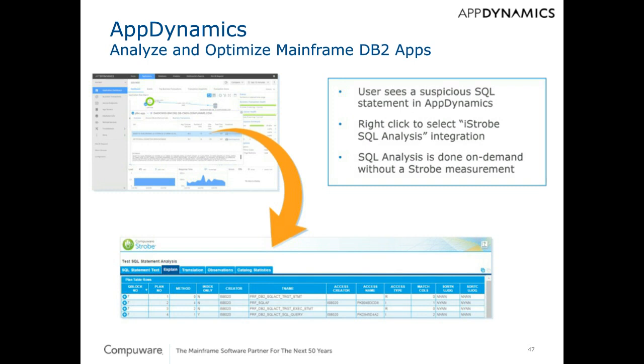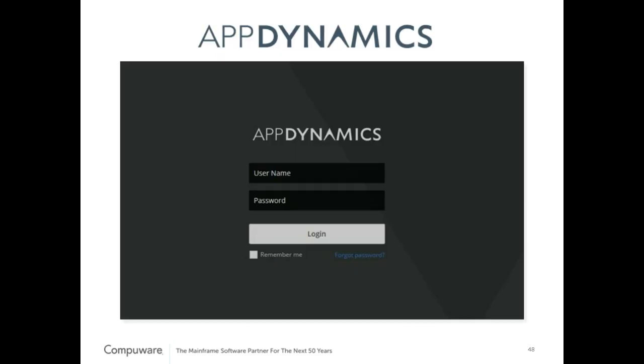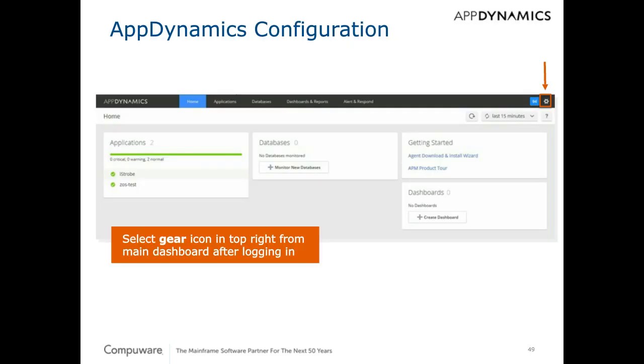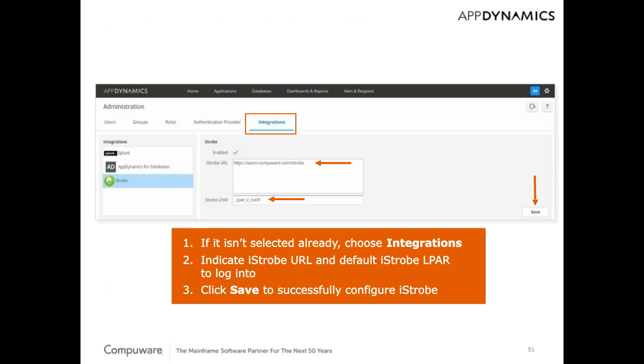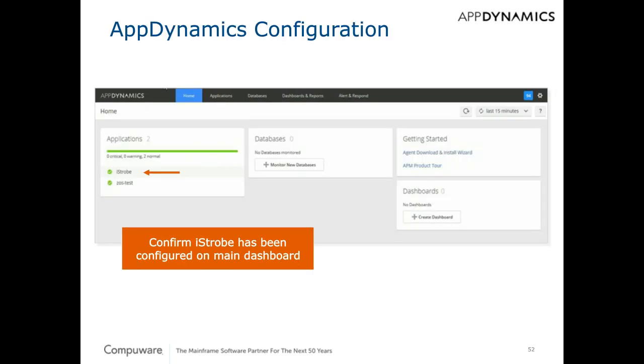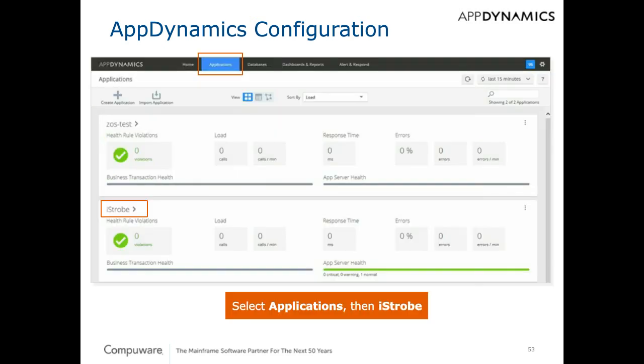So to set that up in AppDynamics, you would log into AppDynamics, and then in the upper right there's a little gear icon that you click on, and then you would select administration. And then the panel that comes up, you would set that URL for iStrobe into there, save it, and then check to make sure that iStrobe has been configured. And then we want to go to Applications. And then once we're in the Applications, we want to click on iStrobe. And that's going to bring up some information.